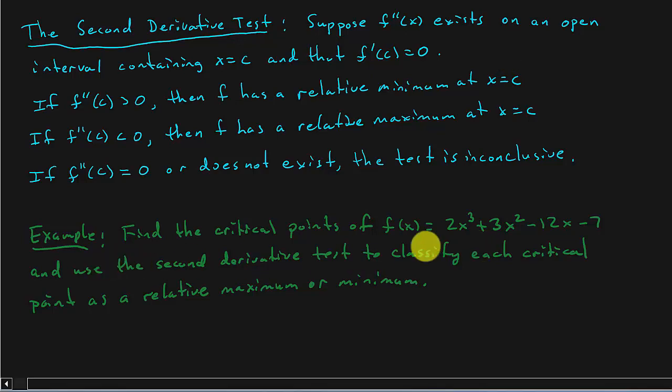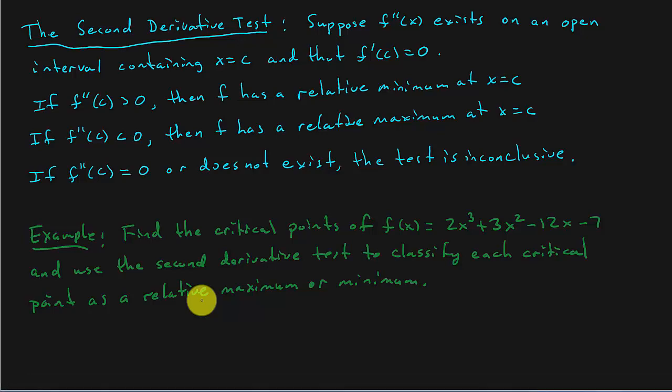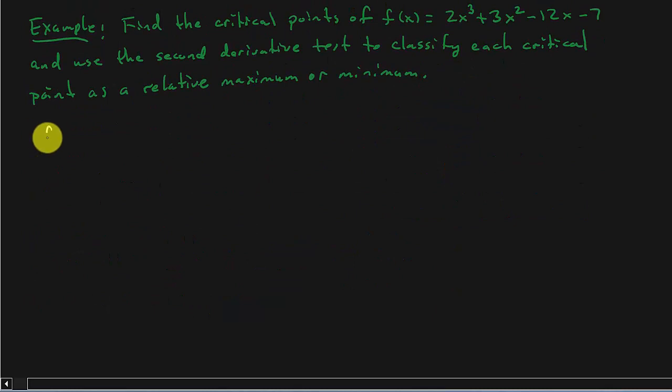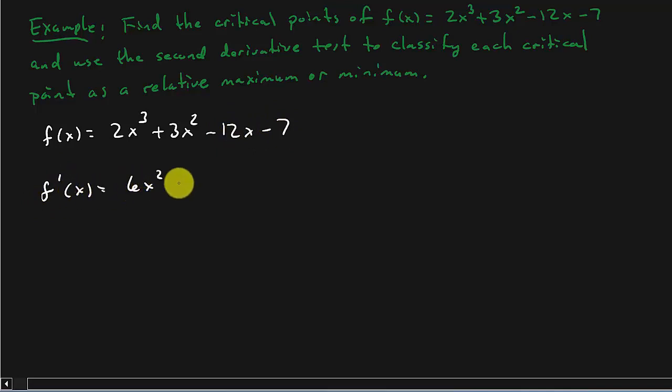All right, so it says find the critical points of this function here and use the second derivative test to classify each critical point as a relative minimum or relative maximum. So we've got f of x equals 2x cubed plus 3x squared minus 12x minus 7. So f prime of x is equal to 6x squared plus 6x minus 12.